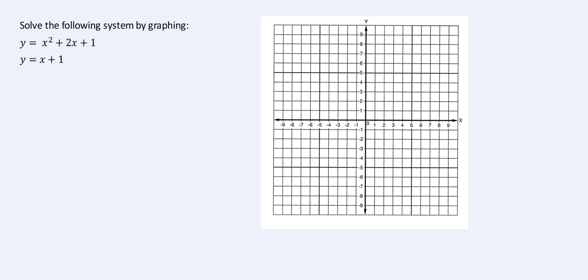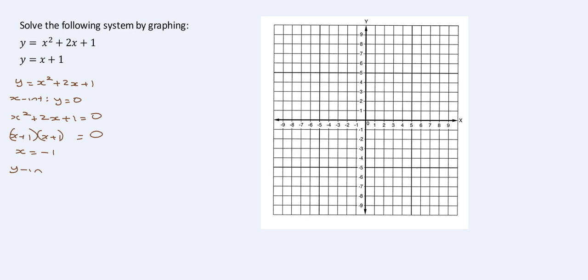And finally, we're going to take a look at this system here. So y equals x squared plus 2x plus 1. X-intercept, we have y equal to 0. So x squared plus 2x plus 1 equals 0. So we factor this. We have (x plus 1)(x plus 1). So x equals negative 1. Let's look at the y-intercept. We have x equals 0. So we have y equals 1.